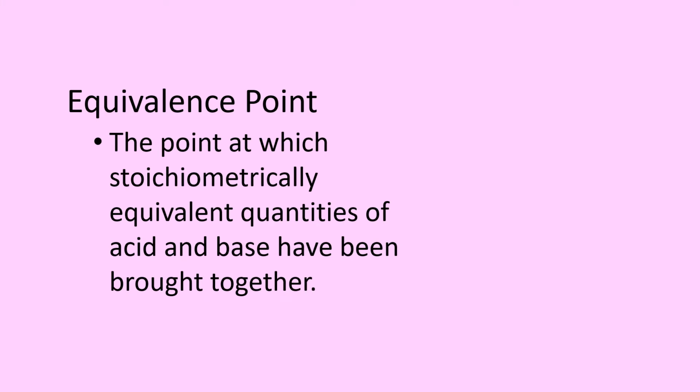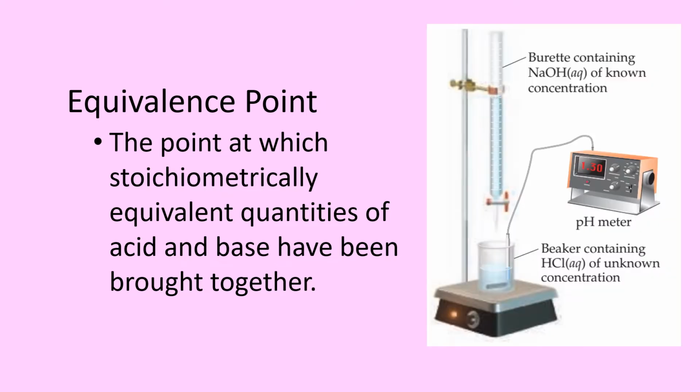First is the equivalence point. This is the point at which stoichiometrically equivalent quantities of acid and base have been brought together or have reacted. So for acid-base titrations, just like any titration, indicators can be used to signal the equivalence point. Alternatively, a pH meter can also be used to monitor the progress of the reaction, producing a pH titration curve.